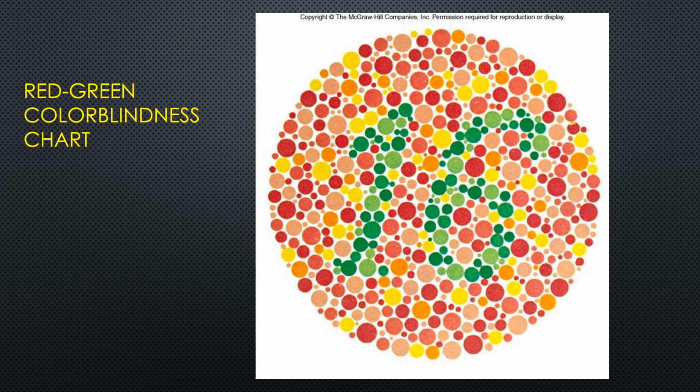So please send me an email and in the subject say colorblind-yes or colorblind-no. And then we'll get together a chart from our particular class of how many of us are colorblind and how many of us are not.